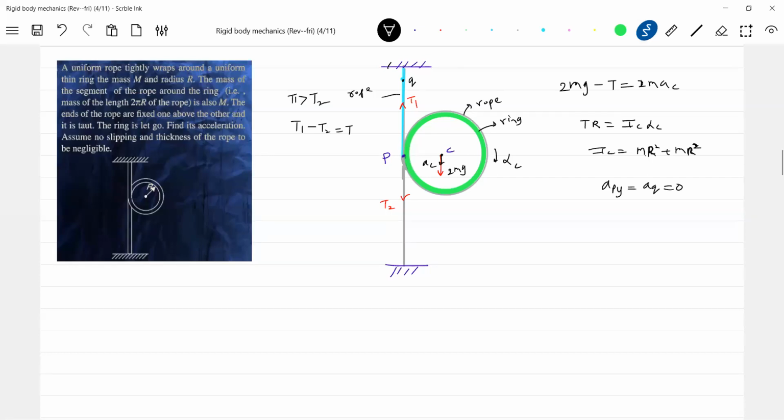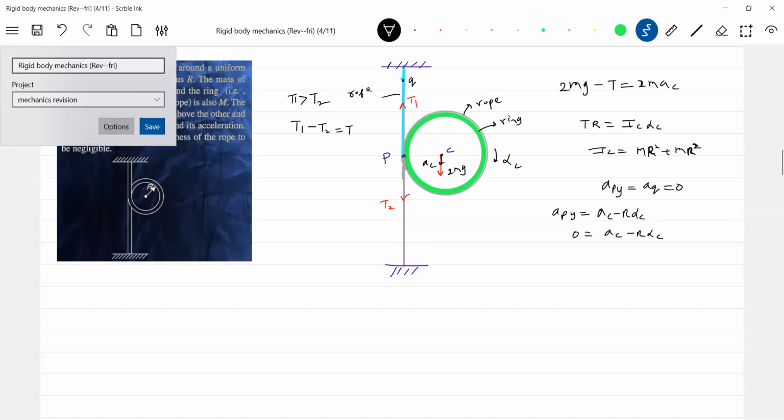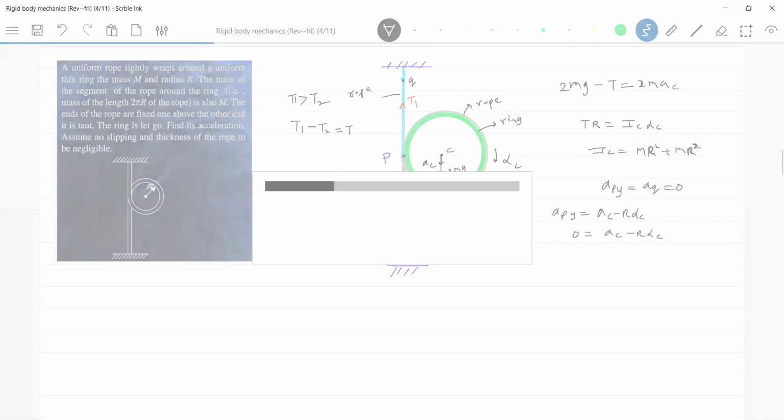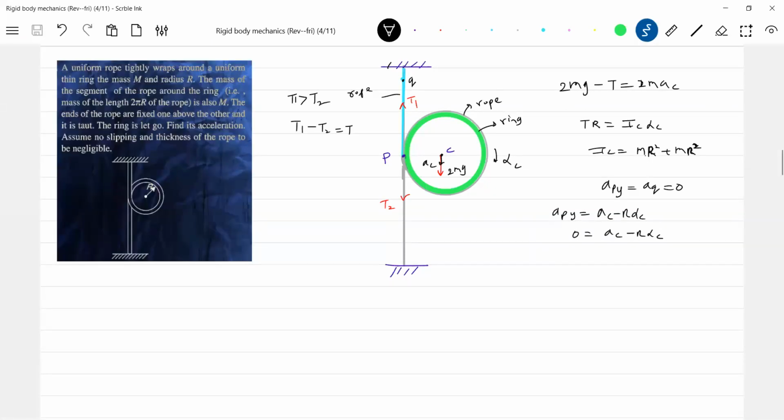They lie on the string here. So what is the acceleration of point P, Py? This should be equal to AC minus R alpha C. Solve this, you'll get the required answer. Okay, this is the best approach that you can have.